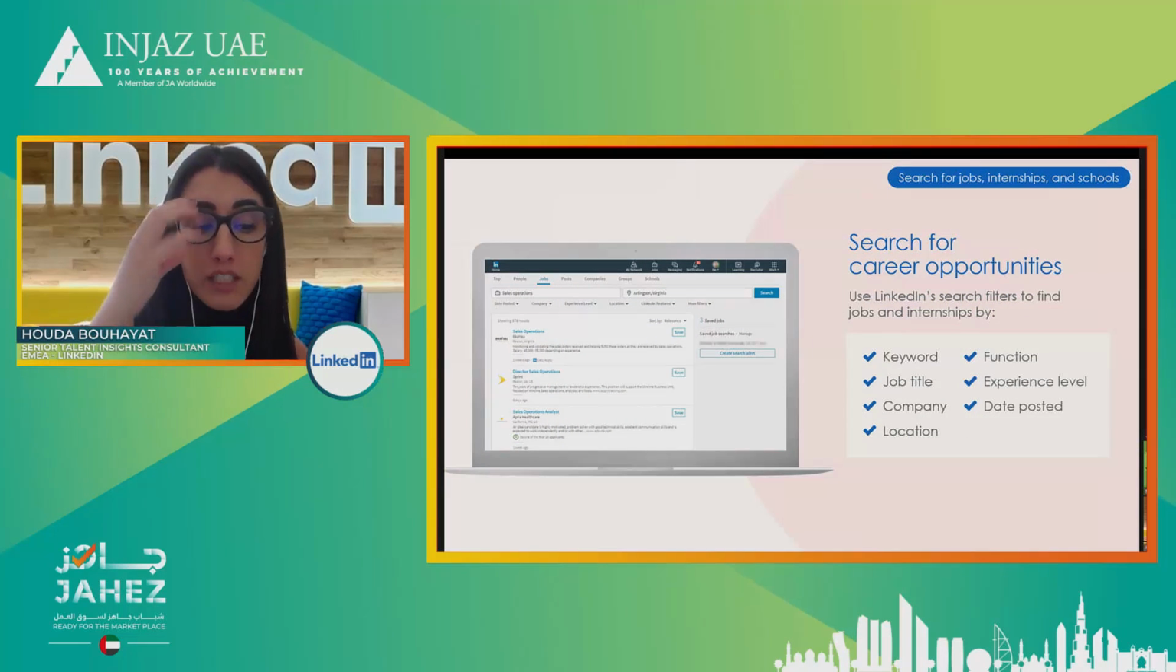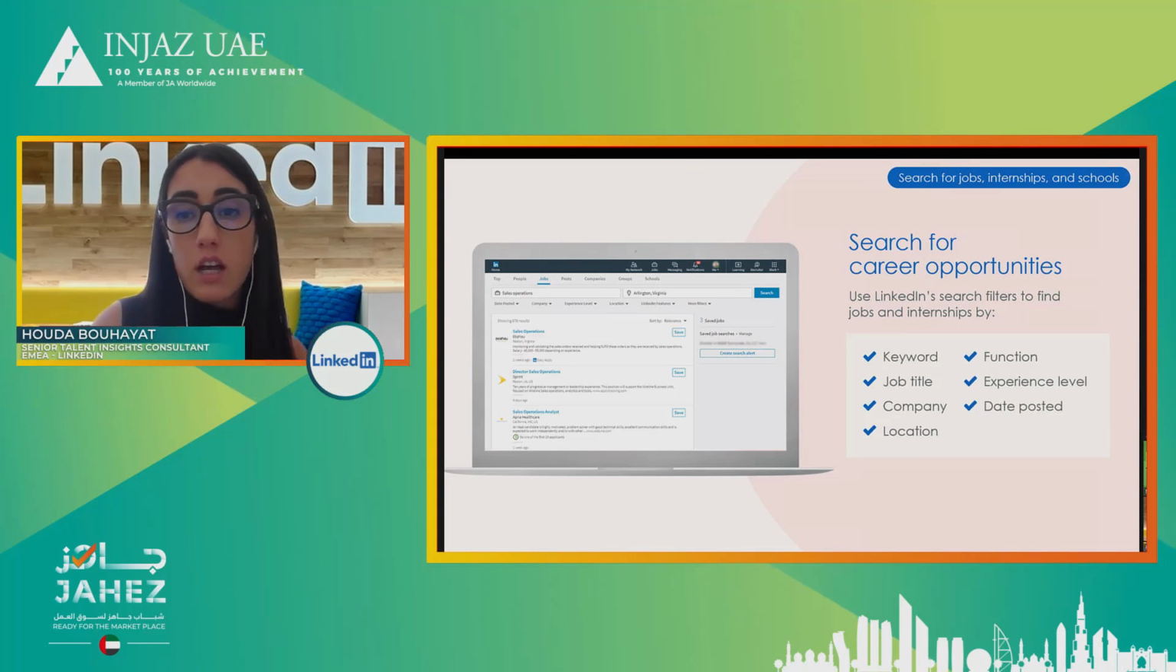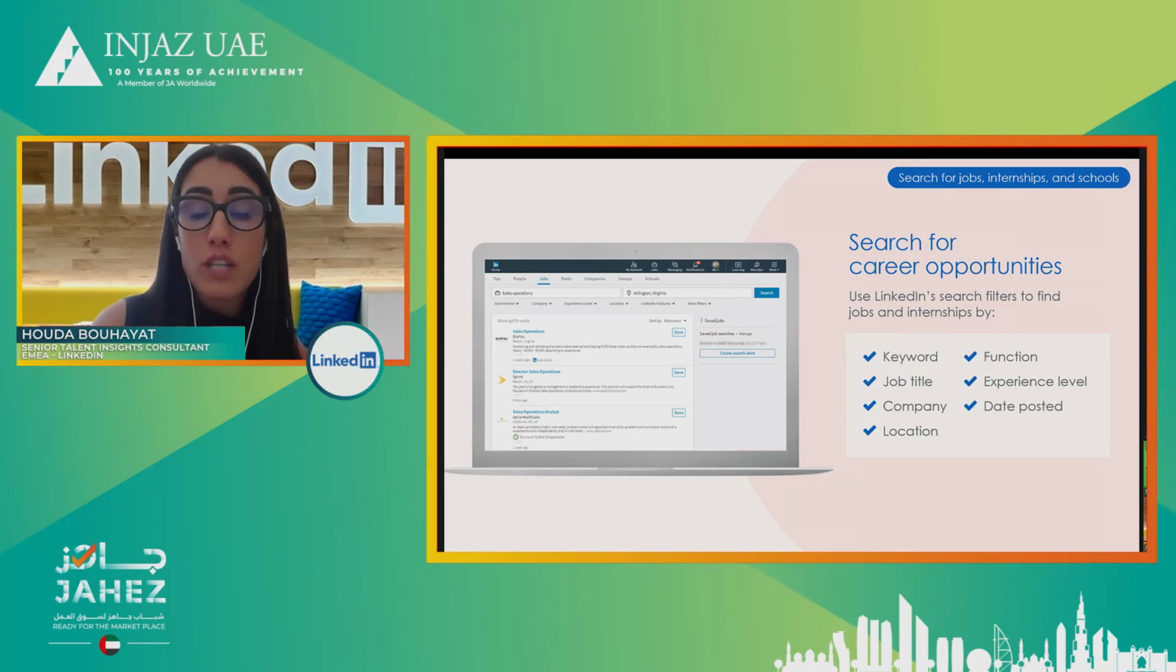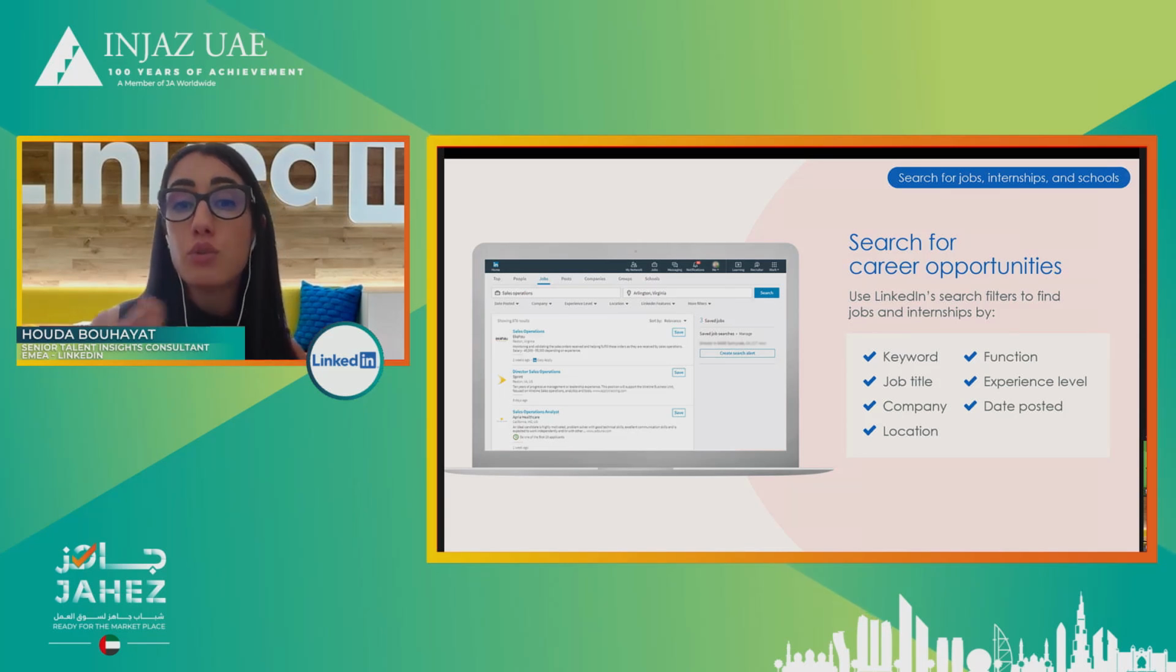You can also go and proactively search for career opportunities. And on LinkedIn, you can use many filters to really search for jobs and internships. You can use a keyword, for example, if you don't really know what type of jobs you should be looking at. Or if you have a very strong idea on the job title, you can do that by job title. Or let's say you are only interested in a specific company and you want to learn what type of opportunities are available at that company, then you can use the company filter, and on and on. You can use the experience level if you want an entry-level job, or for example, an internship. If you want to look in a specific location, you can also use the location filter.